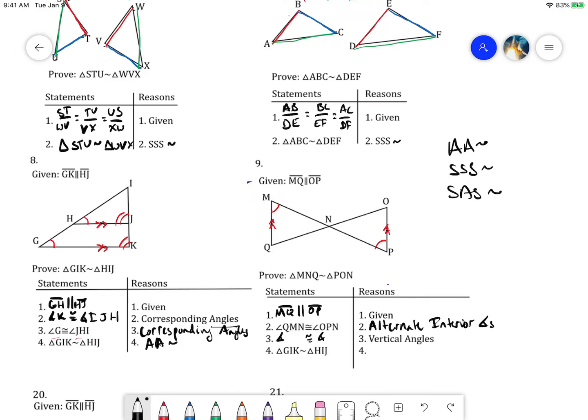Ashley, what do you think? Angle N and P, but like OPN. So OPN. So this angle right here is going to be congruent to which one? QMN. Okay, so we already have those. So QMN and OPN are already congruent by alternate interior angles. So what two angles are going to be congruent by vertical angles?